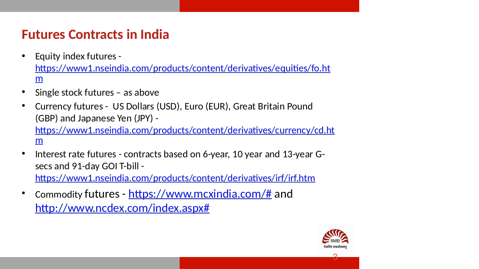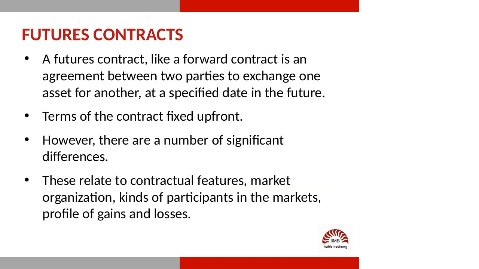Again, these are some examples. You can skip this slide. This is with specific reference to India because I could find that. The real argument starts from here in terms of futures contracts. So, like a forward contract, it is an agreement between two counterparties to exchange one asset for another at a specified date in the future.